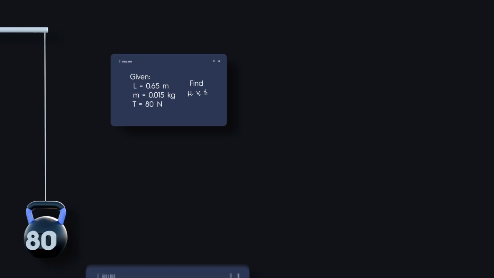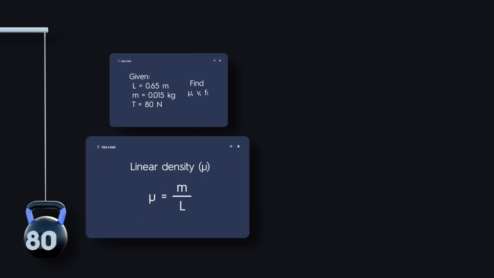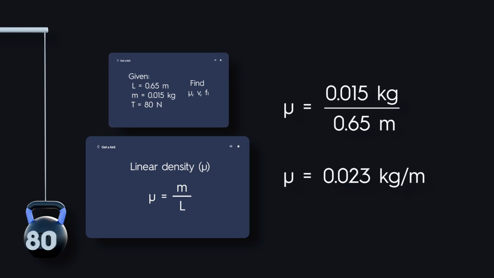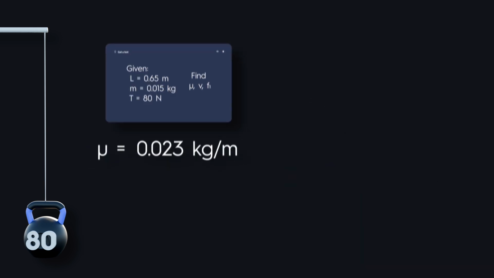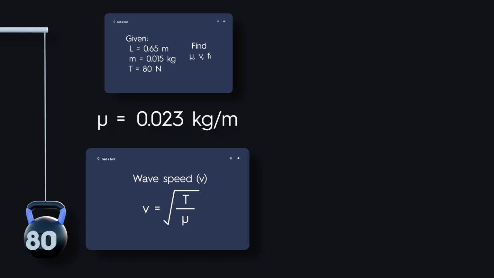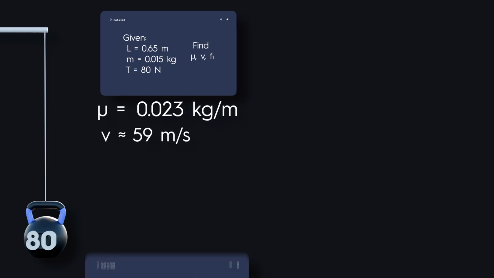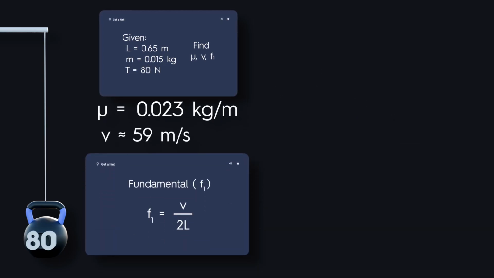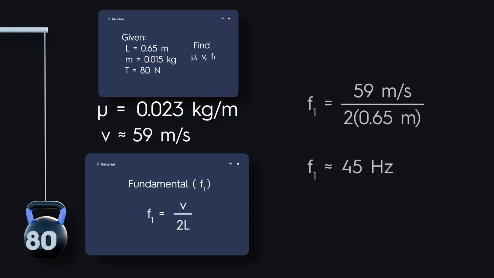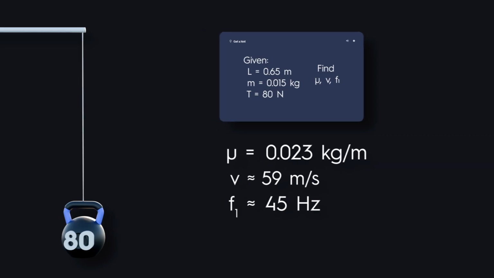First, the linear density mu equals mass over length, 0.015 divided by 0.65, which gives about 0.023 kilograms per meter. Next, the wave speed is the square root of T over mu, square root of 80 divided by 0.023, giving about 59 meters per second. Finally, the fundamental frequency f sub 1 equals V over 2L. 59 divided by twice 0.65, which is about 45 Hertz.